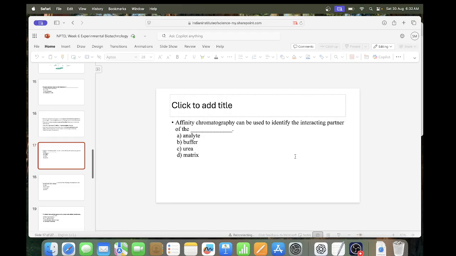So here your buffer has nothing to do. Your buffer will only ensure that your molecule of interest is not altered, that there is no alteration of pH. Urea, we use for denaturing, and that doesn't have anything to do with affinity chromatography. Matrix is your solid support. For example, in nickel NTA beads, your agarose is your solid support, onto which you have nickel. So the right answer here is analyte.